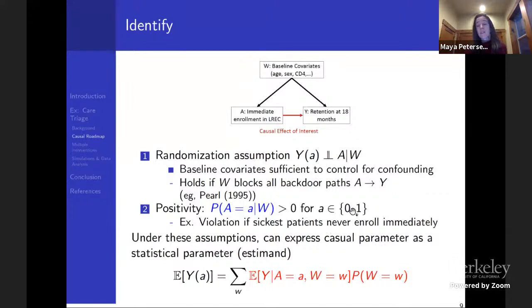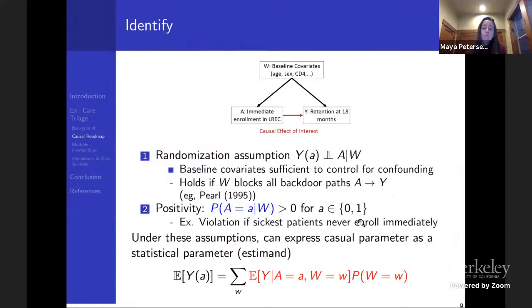To take a concrete example in this case, we would have a big problem here if there were people in our sample who were so sick that they would never be enrolled in this triage program. They would never be transferred to nurse-based care. And that actually is an important piece when we're defining our target population. So that's one reason why in this first step of the roadmap, we said we're going to focus on a group of patients who are all eligible for this intervention.